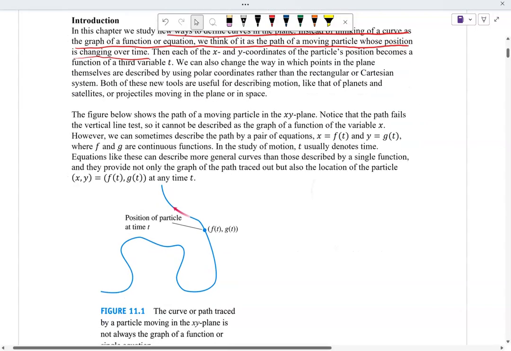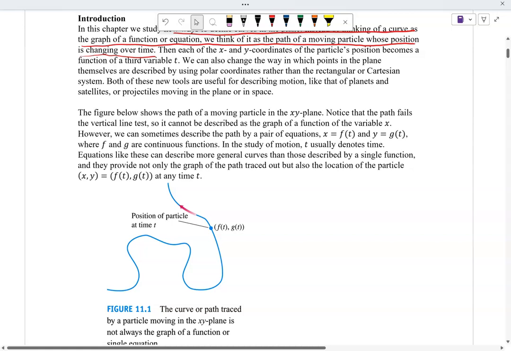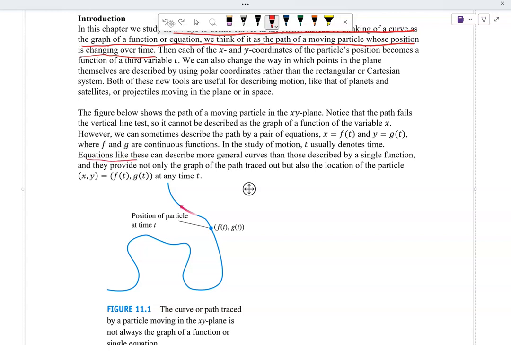If you notice in this graph down below here, this fails the vertical line test, right? So this is not a function. However, the nice thing with parametric equations is we can use them to describe more general curves than those described by a single function, and that's because we can find the orientation of the curve, which will help us to trace out a path based on time t.